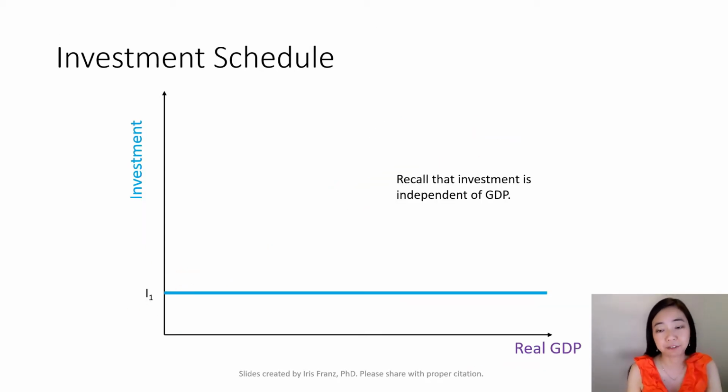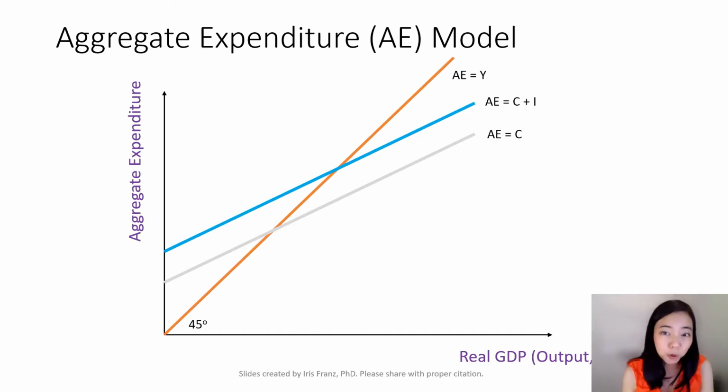Now adding our investment schedule, remember our investment is independent of GDP, and therefore our investment schedule is a horizontal line here. Now we're adding investment on the top of consumption. On the previous slide, you saw that the investment schedule is a horizontal line, and therefore adding investment to consumption is going to cause the aggregate expenditure curve to shift up.